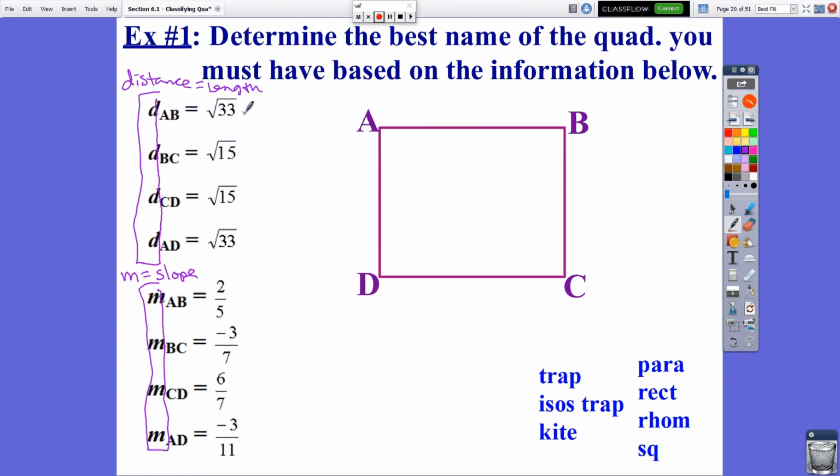And so based on the 4 lengths and the 4 slopes, you've got to try to figure out what the best name is, because we could just say this is a quadrilateral. Hey, great job. Yeah, it's a 4-sided shape. Good job, it's a quadrilateral. But does it have a better name than just quadrilateral? So let's take a look at what we've got here.